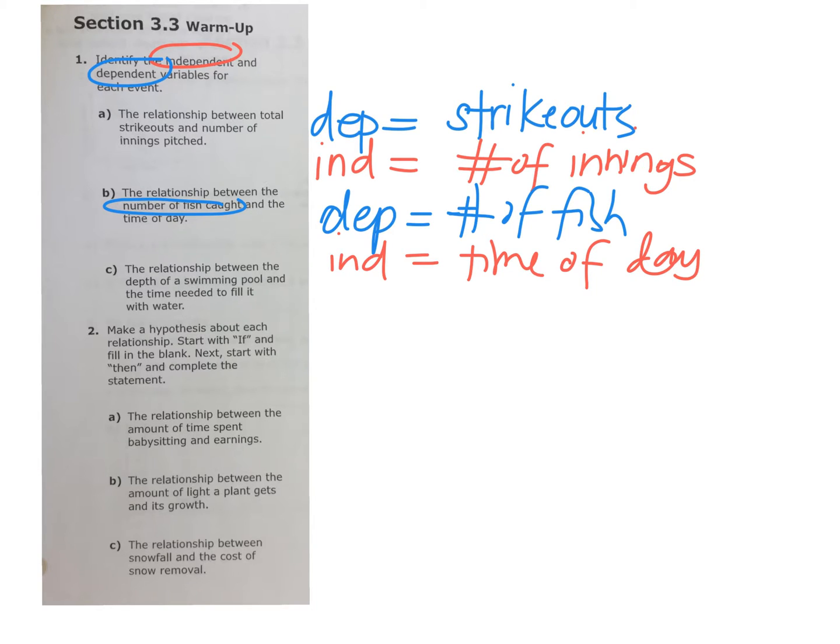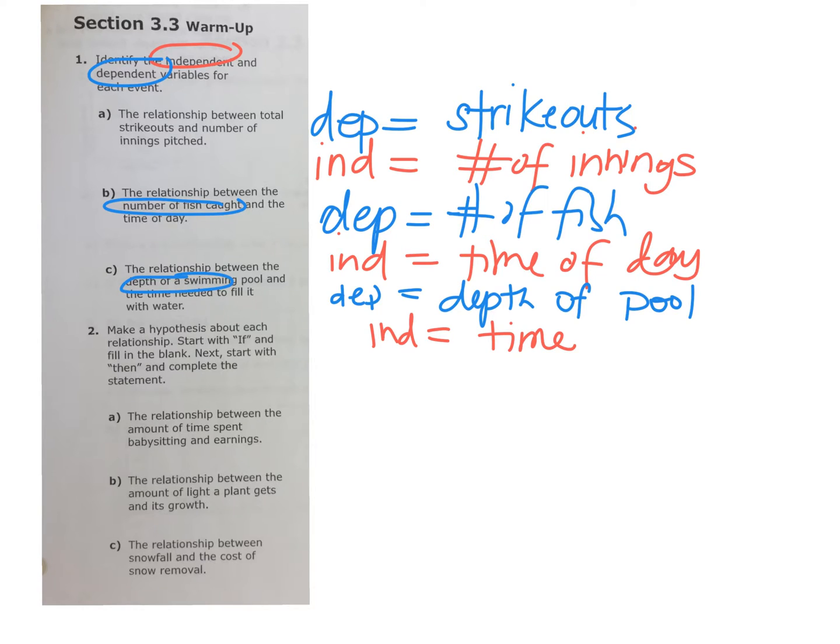Okay, for C, the relationship between depth of a swimming pool, so how deep the water is, and the time needed to fill it with water. Which one's independent and which one's dependent? Good. The depth of the pool depends on the time it takes to fill it up. The more time passes, the deeper the pool, right? So independent would be time.